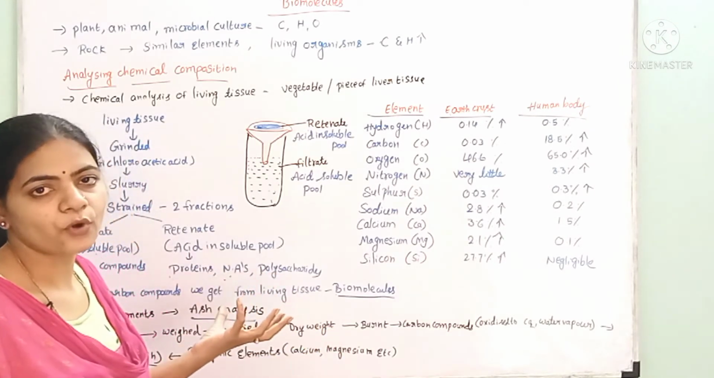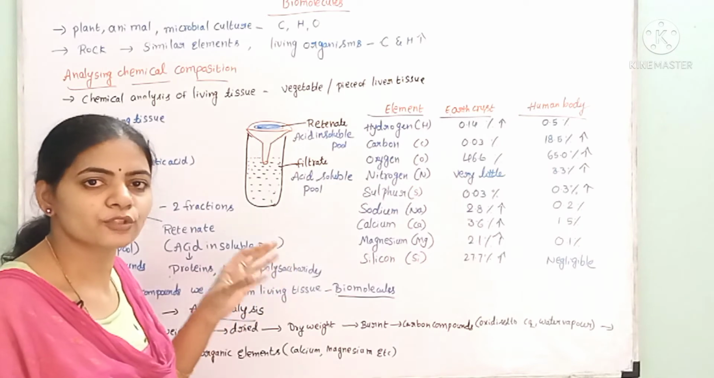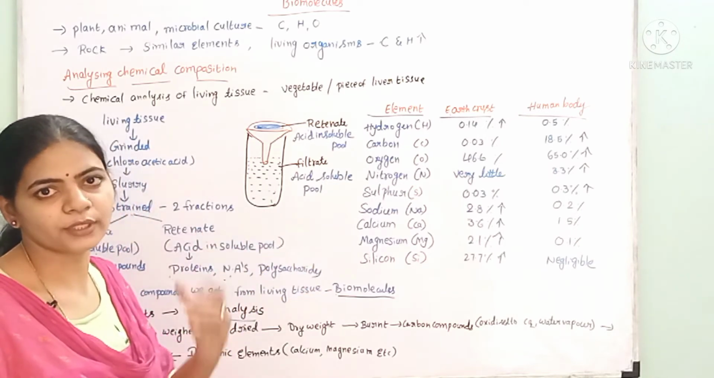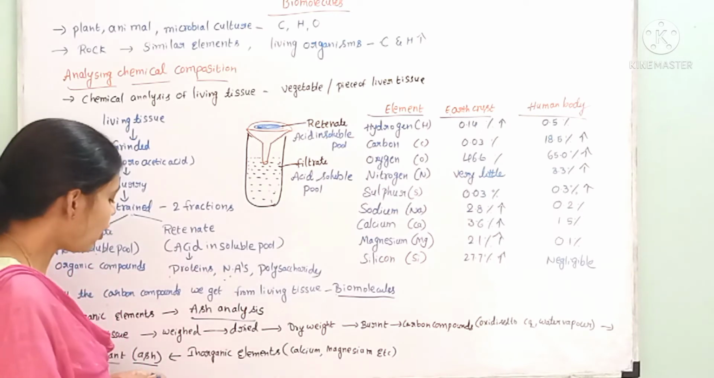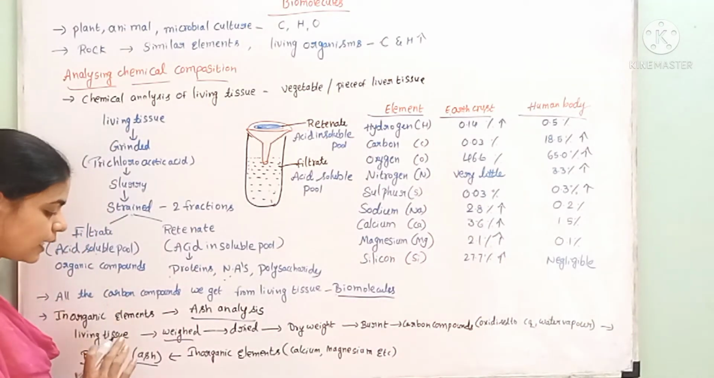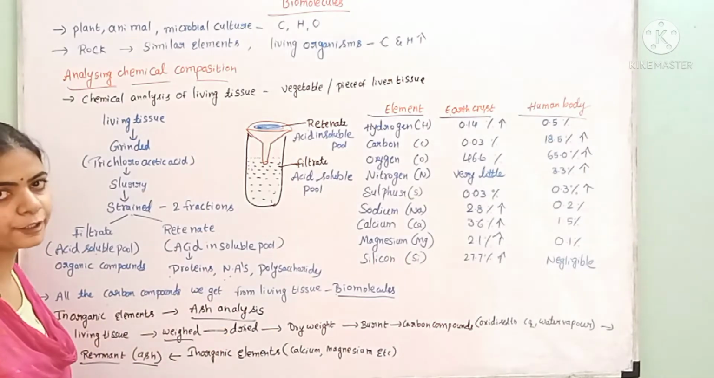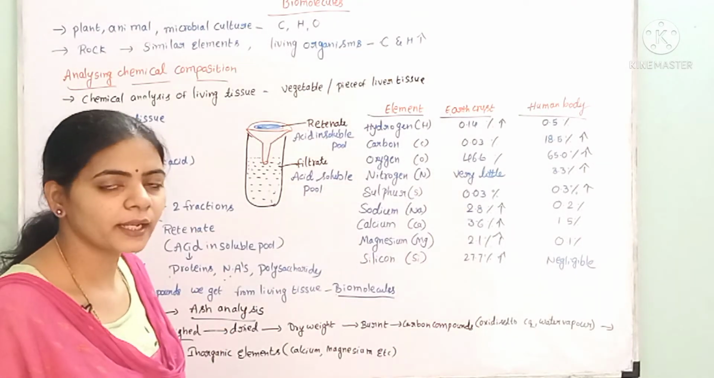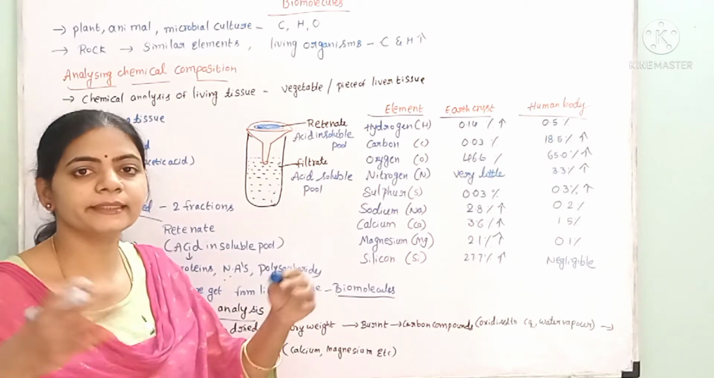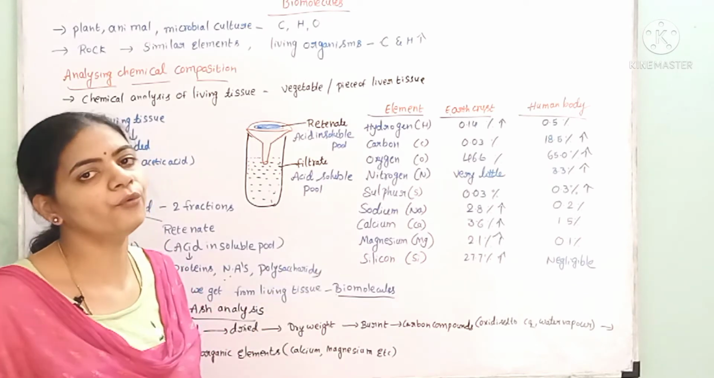So wet weight means what? It includes water also. The living tissue consists of water. Inside the tissue there is water present, right? So along with water, the weight is measured, and after that, the tissue is dried. During the drying process, what will happen? Whatever water is present in the tissue gets evaporated or removed.